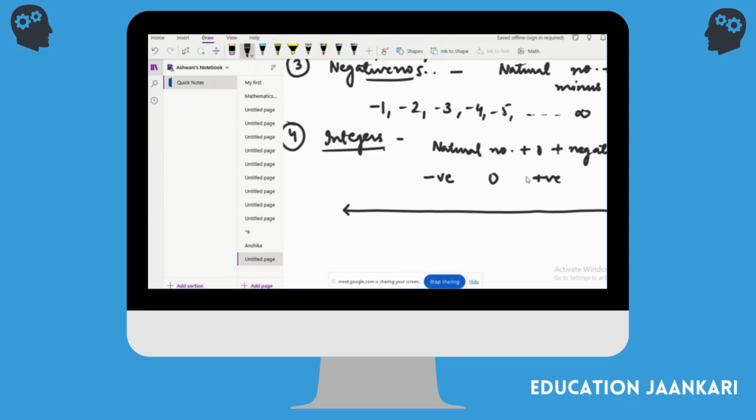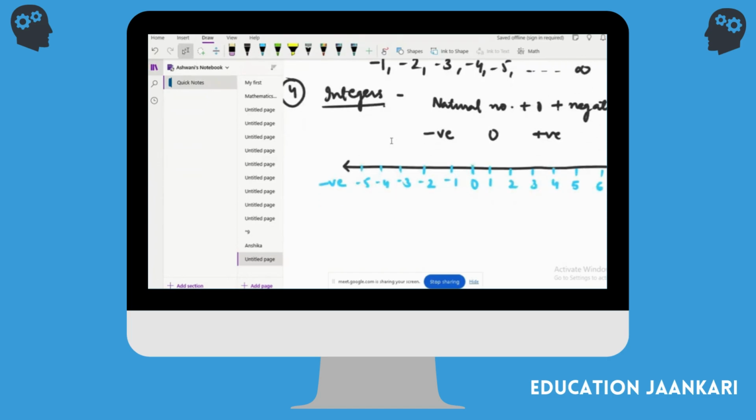How do we put integers on the number line? On the right side are the positive numbers, in the middle it is 0, and on the left side are the negative numbers. So this will be 1, this will be 2, this will be 3, 4, 5, 6. And here it will be -1, -2, -3, -4, -5, and so on. The numbers continue. This is how we place integers on the number line, right?